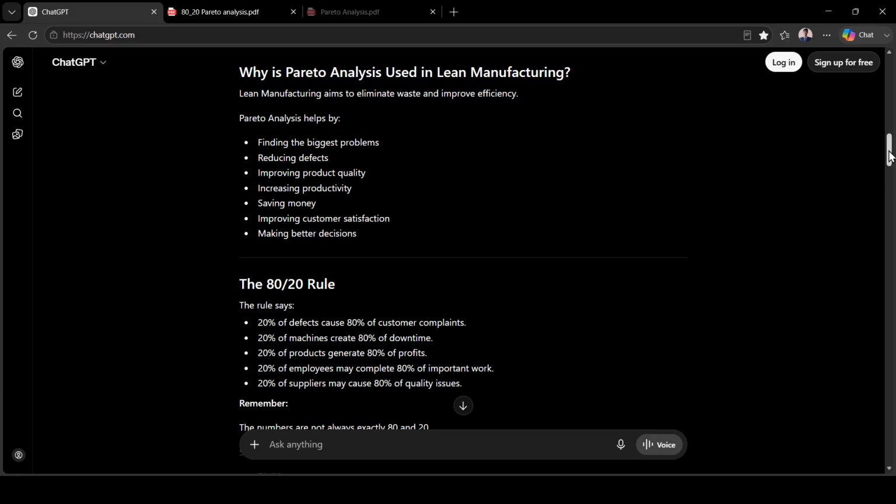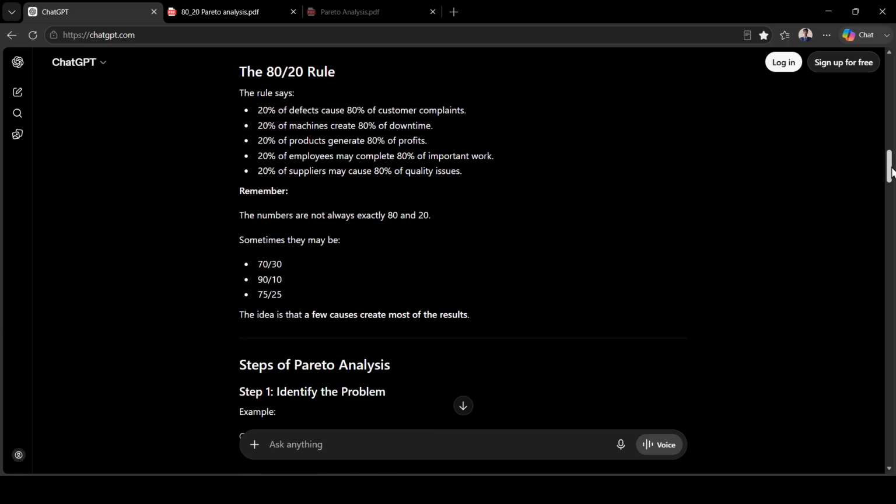And what is the 80/20 rule? The rule says 20% of the defects cause 80% of the customer complaints. 20% of machines get 80% of the downtime. 20% of products generate 80% of profit. 20% of employees may complete 80% of important work. 20% of suppliers may cause 80% of quality issues.